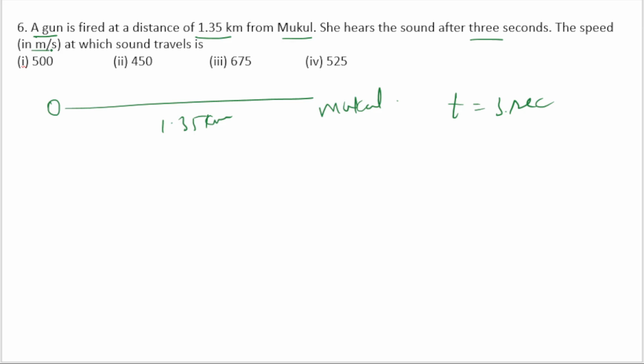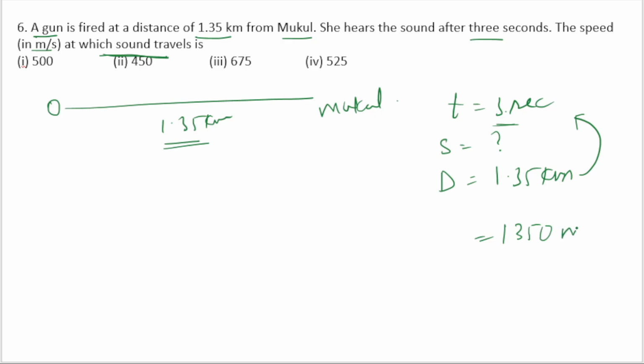The speed in meters per second at which sound travels. So we have to find the speed at which sound travels. What is the distance here? Distance is equal to 1.35 kilometers. We have to convert this into meters because we need the speed in meters per second and we have time also in seconds. So this is 1350 meters.